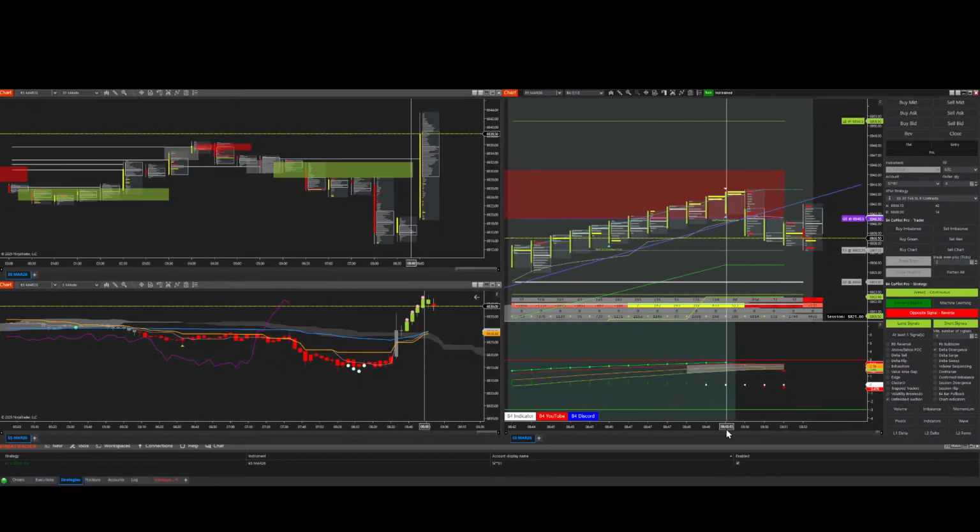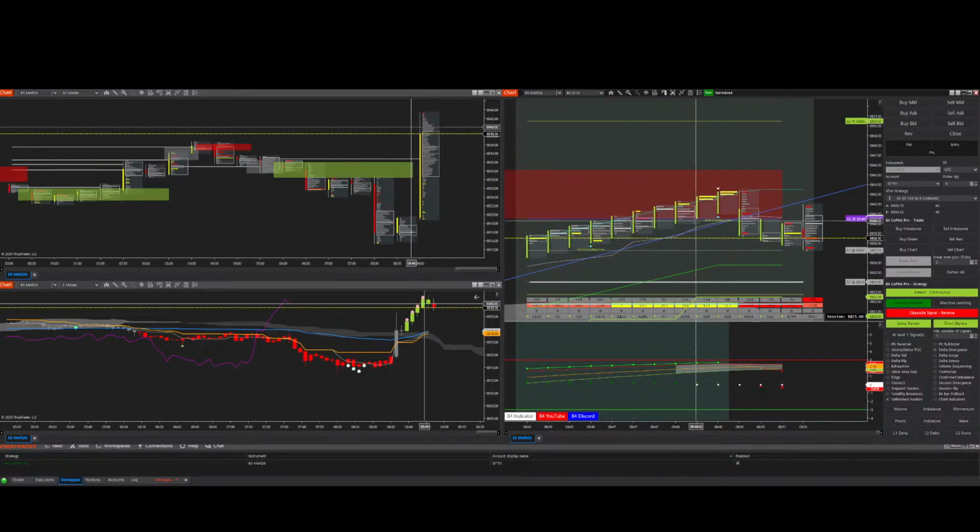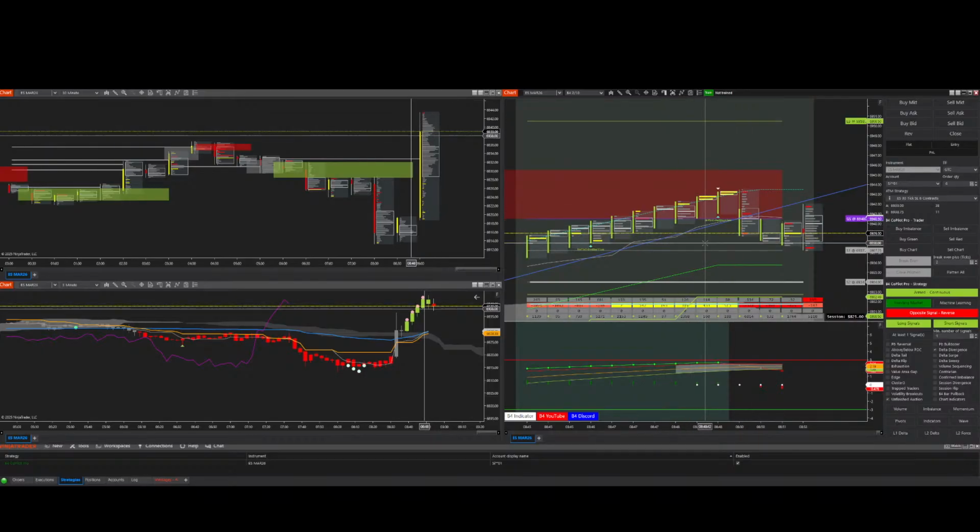Zoom in here. Let's take a look at this candle. We're looking at it from a footprint perspective. This is our B4 Footprint Pro. It's a real simplified footprint here. It keeps things real clean and easy to understand.